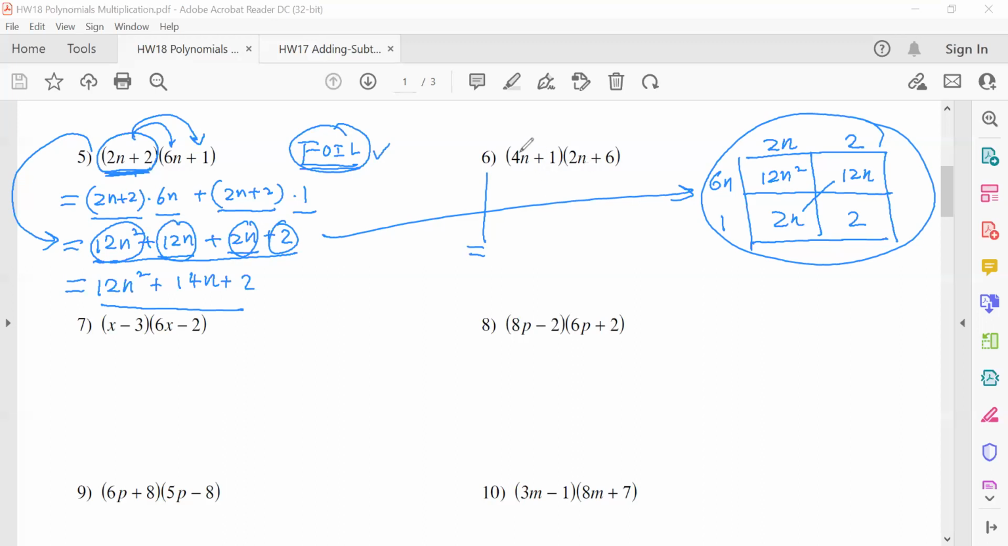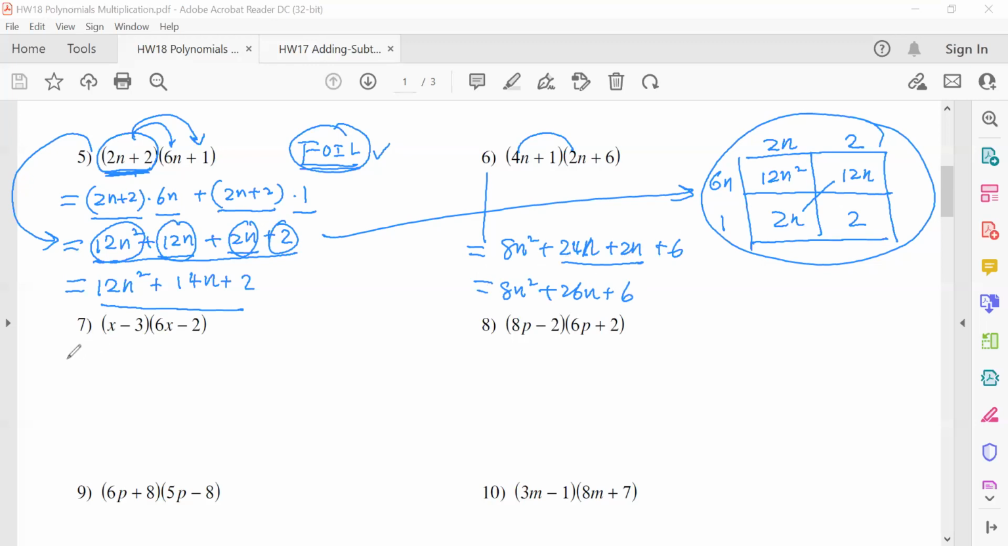Use the FOIL method. Like this one, you get an squared, but the 24n plus 2n plus 6. That's the FOIL method. So you also get an squared plus, here we got what? 26n plus 6. Right? Easy part.